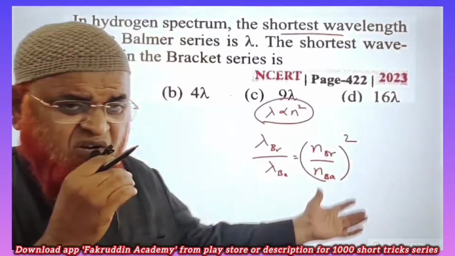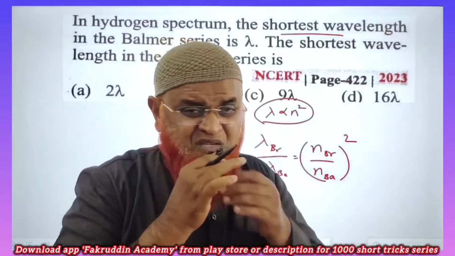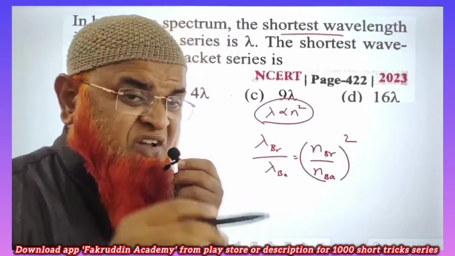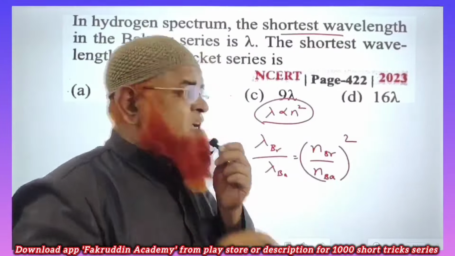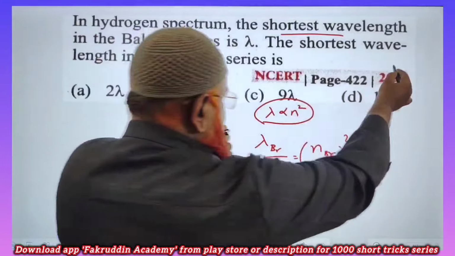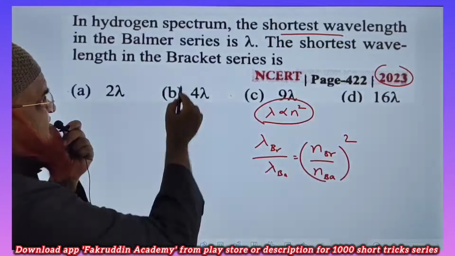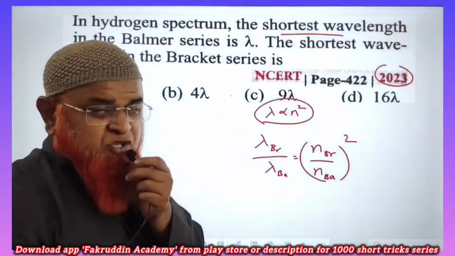Let us see the lengthy methods given in the books. This is not at all necessary. Let us have a simple shortcut formula for this previous year NEET question. Now you can just see this was asked in the latest, 2023. So he's asking us to find out the wavelength ratios.